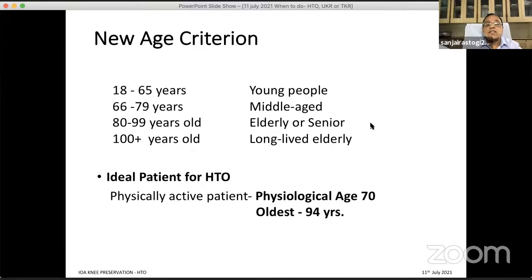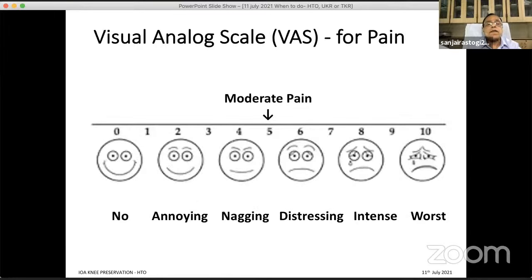This also reminds us that we'll have to care for all these patients for a pretty long time, so we must not take a decision in haste. An ideal patient for HTO, like Dr. Mittal very clearly said, is a physically active patient irrespective of age. The oldest patient operated for HTO has been 94 years.